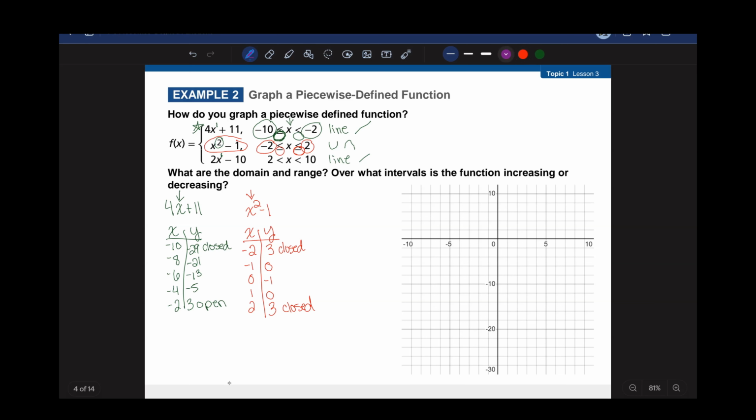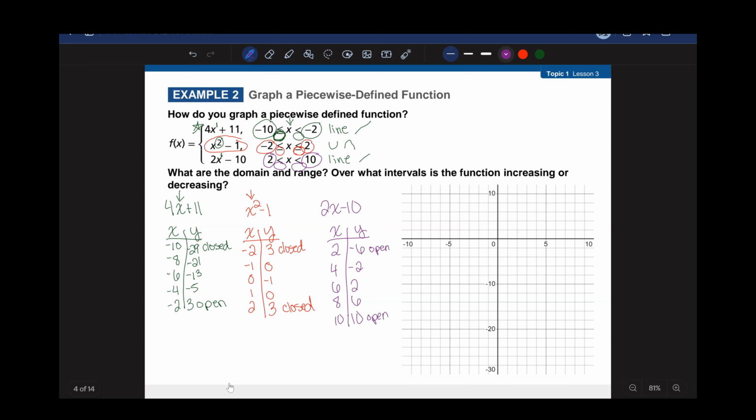All right, and then my third graph, which is the 2x minus 10. This one's going from 2 all the way to 10. And this one is also a line, so I'm going to count by 2's. 2, 4, 6, 8, all the way to 10. Now, if I plug in these x values, that's going to give me -6, -2, 2, 6, and 10. And I have to think about the ends. 2, not included because there's not an equal to bar. 10, also not included, there's not an equal to bar. So both of these endpoints should be open circles.